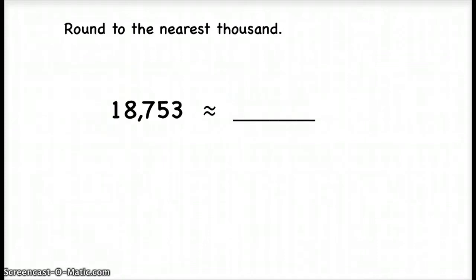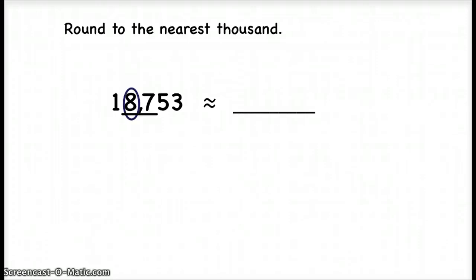Same basic idea of rounding to the nearest 1,000, even though I have an additional place value here that doesn't come into play when I try to evaluate where I'm rounding, but I can't forget it. This number, 18,753. I will circle the place value that I'm rounding to, in this case the 8. The 8 is in the thousands place. I'll underline the 1,000 and the next lower place value, in this case 100.